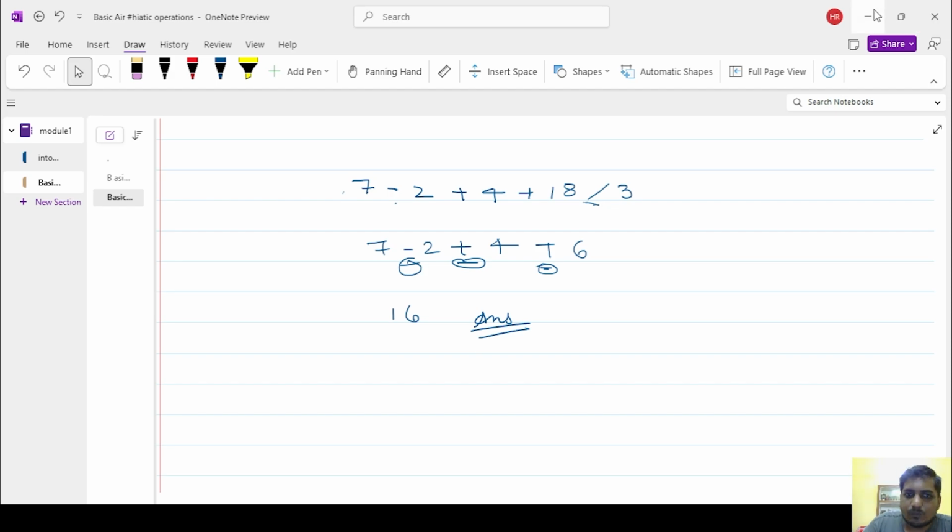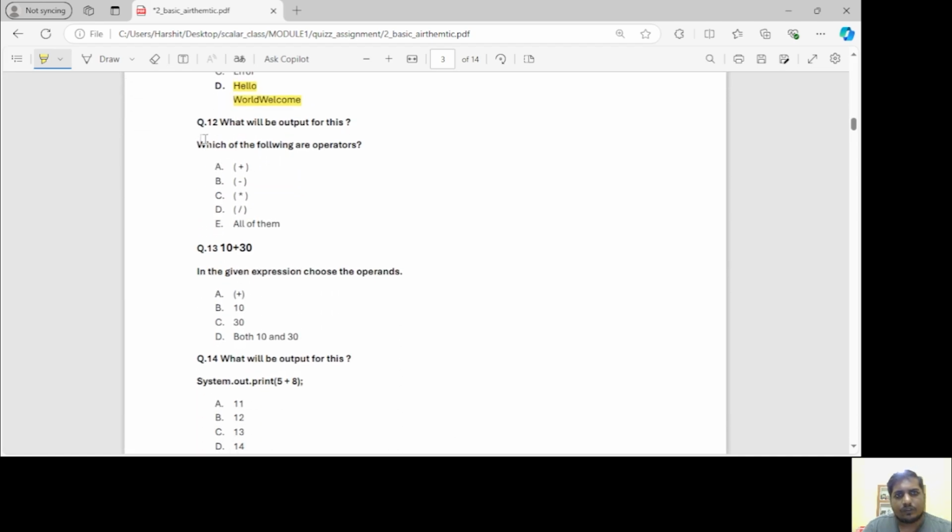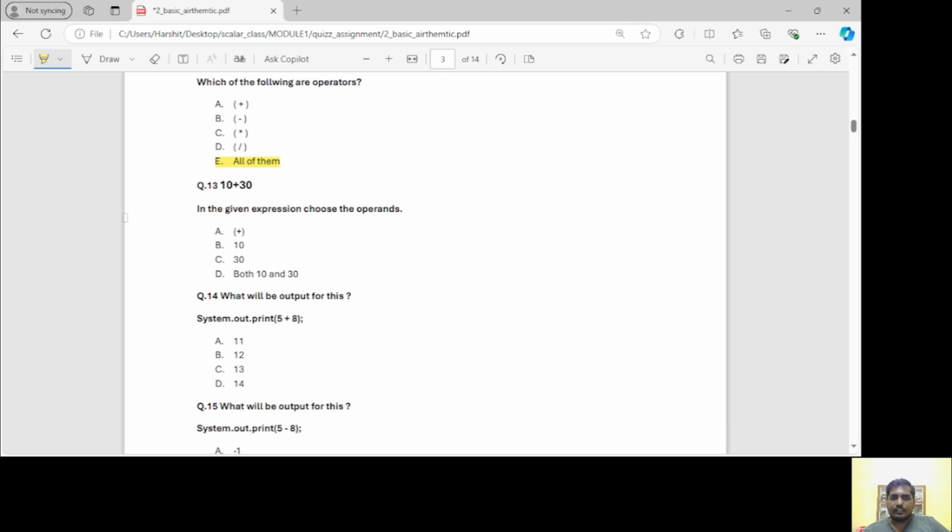Now we will see some quizzes to understand better. Now we will come to quiz number 12. Which of the following are the operators? All of them we have learned previously. The 10 plus 30 in the given expression, choose the operands. We are talking about the operand, not the operator. So how many operands are there? Only 2, that is 10 and 30. So both 10 and 30 are operands.